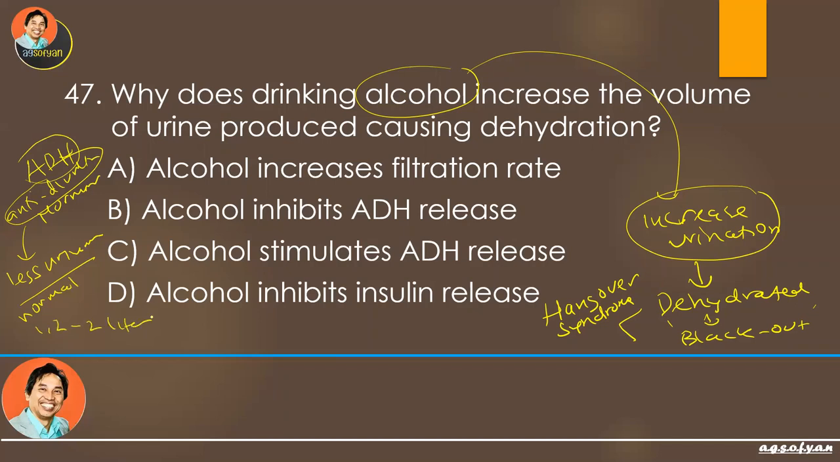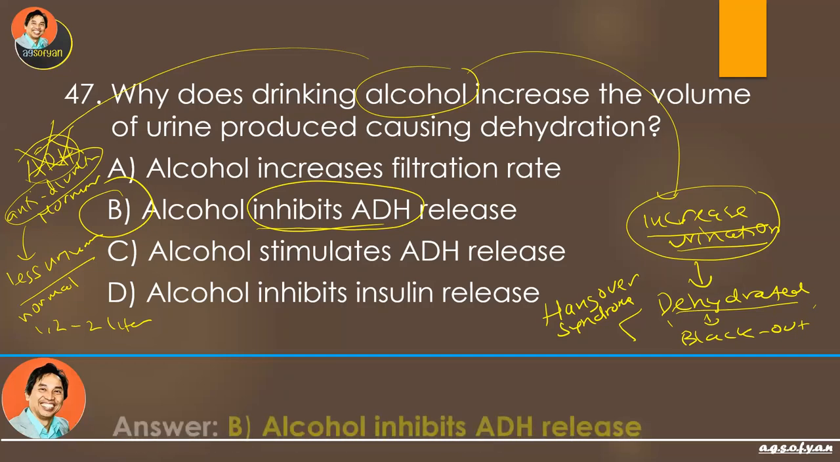If you drink alcohol, what happens? Alcohol will inhibit ADH production. So when ADH production is inhibited, what happens? You will increase urination. You will urinate more, okay? And then it causes dehydration. So alcohol causes inhibition of ADH release. That's the main reason alcohol causes us to produce more urine and causes dehydration, sometimes blackout.